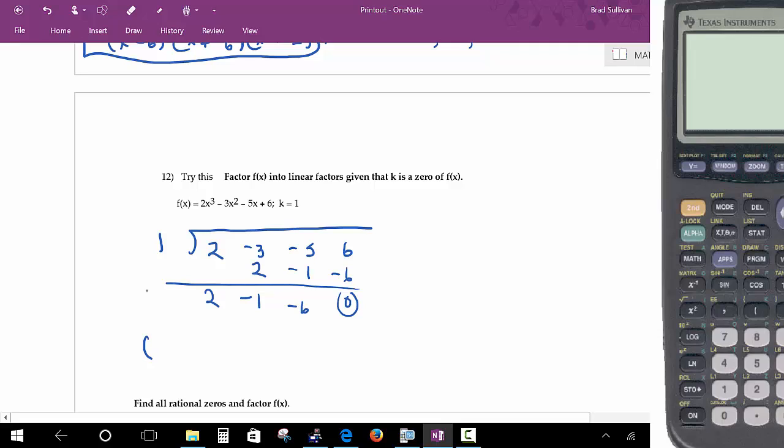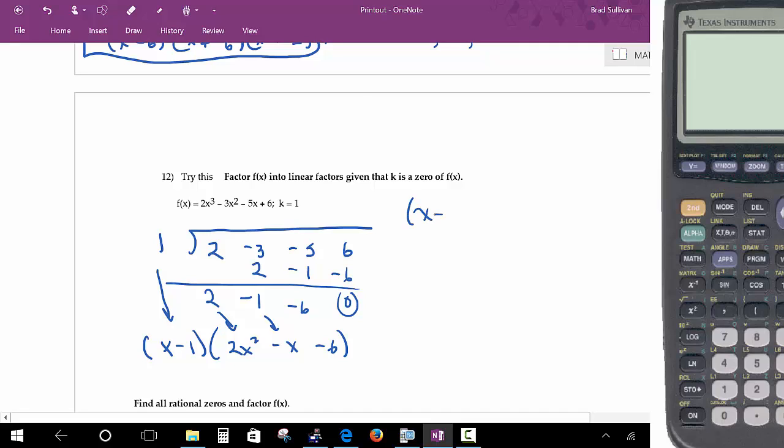So now here's what you do. That thing is going to be x minus whatever that is. Now, what if that was a negative 1? Then you would say x minus negative 1, so it'd be x plus 1, right? Okay. Now you put this in. This is going to be 2x to the second minus 1x minus 6 like that, okay?